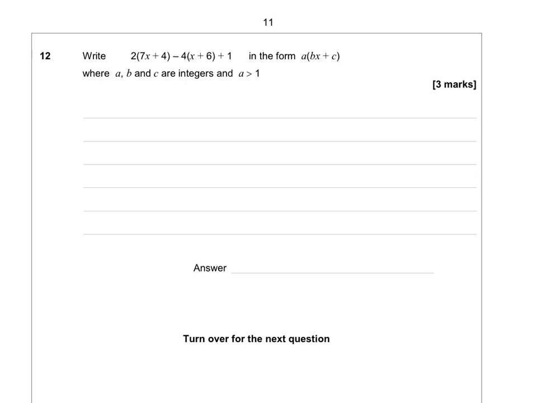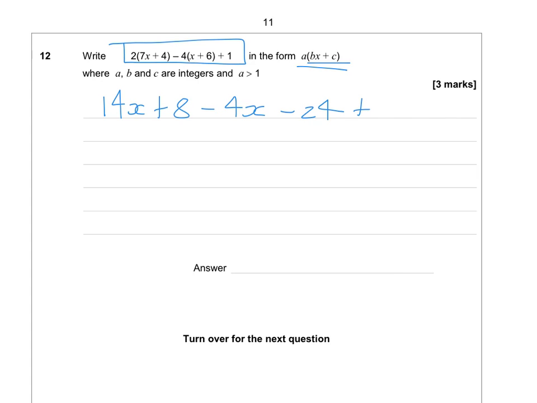Question 12. Write this in the form a bracket bx plus c. If we expand these brackets, we have 14x plus 8 minus 4x minus 24 plus 1. It's subtract 24 because we have negative 4 multiplied by 6.